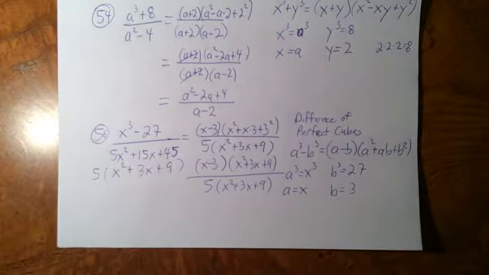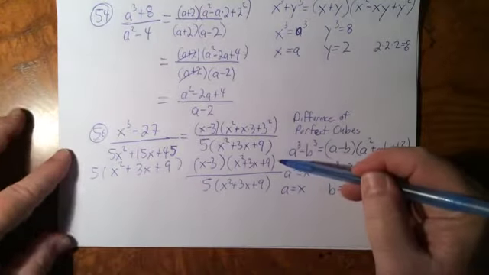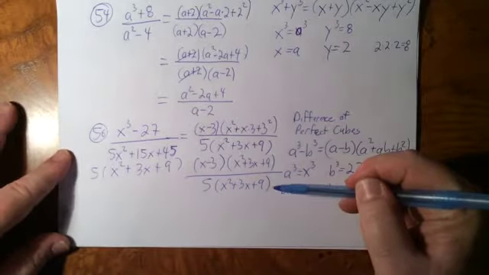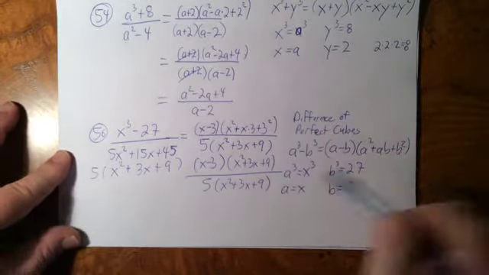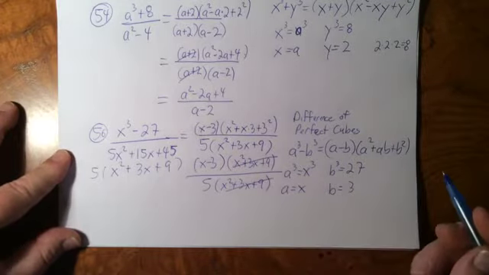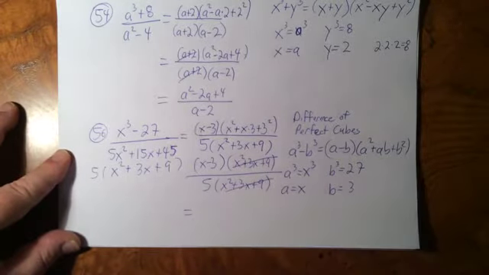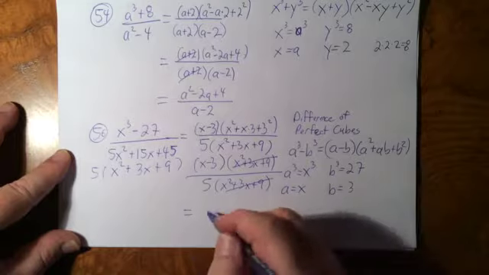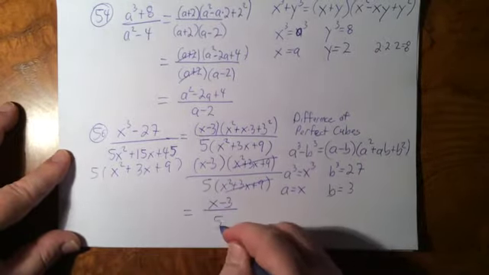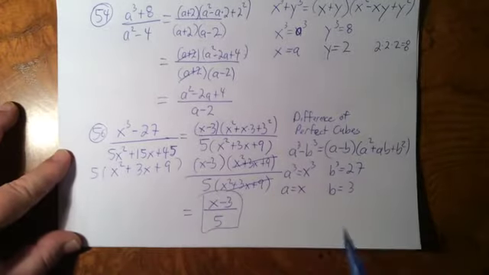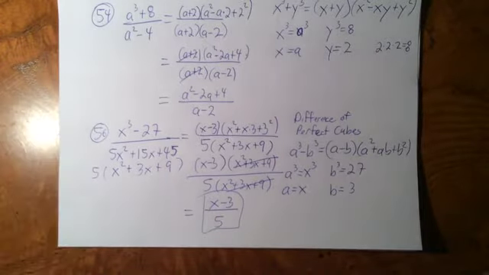Well, if you happen to notice, you'll recognize that the trinomial in the numerator and the denominator here are identical. And yes, they may be trinomials, but if they are identical, they too can be reduced. So we may simplify this rational expression to x minus 3 divided by 5. And this will be the final answer in simplifying this rational expression.